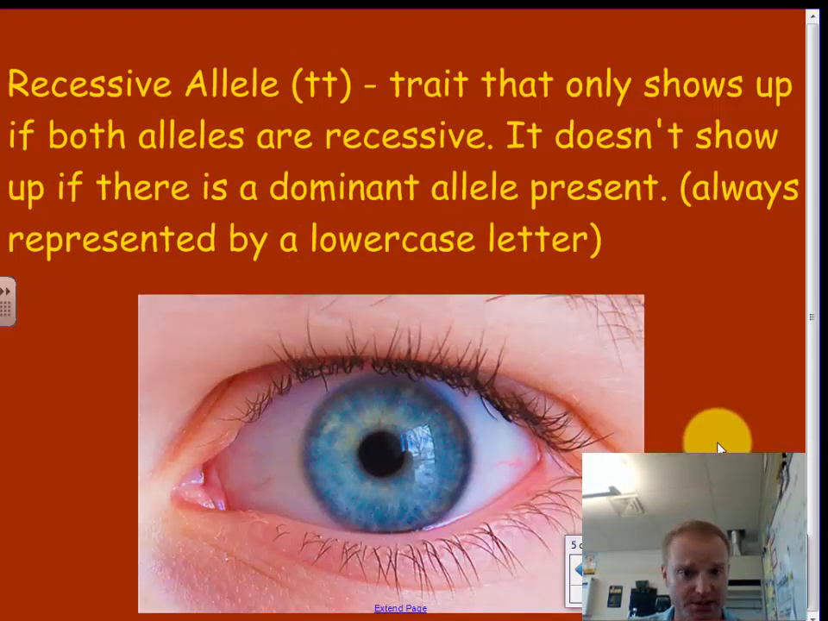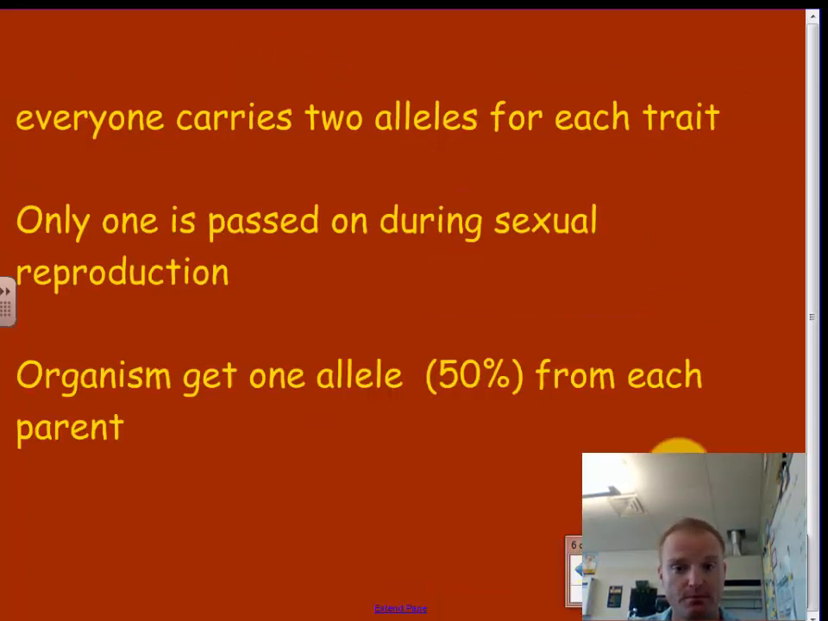So the other side of that is recessive. Those are lowercase letters. So like blue eyes is a recessive trait. So that means I have to have 2 lowercase letters to get blue eyes. So it doesn't show up if there's a dominant one present. So if there's even one capital T there, I would have brown eyes. You have to have those lowercase for it to really work.